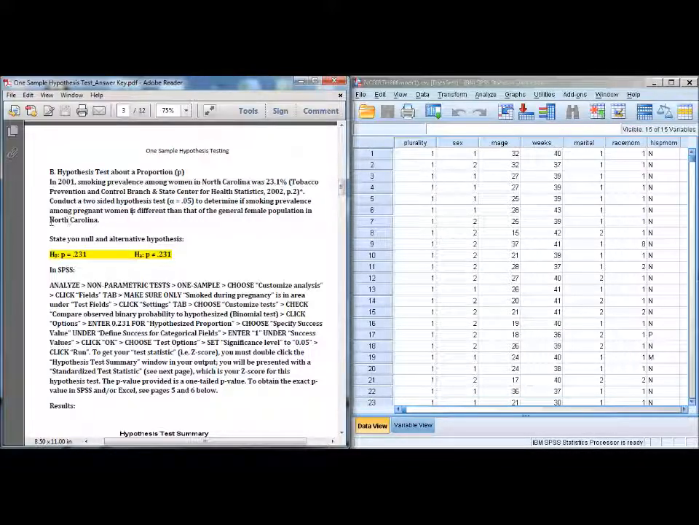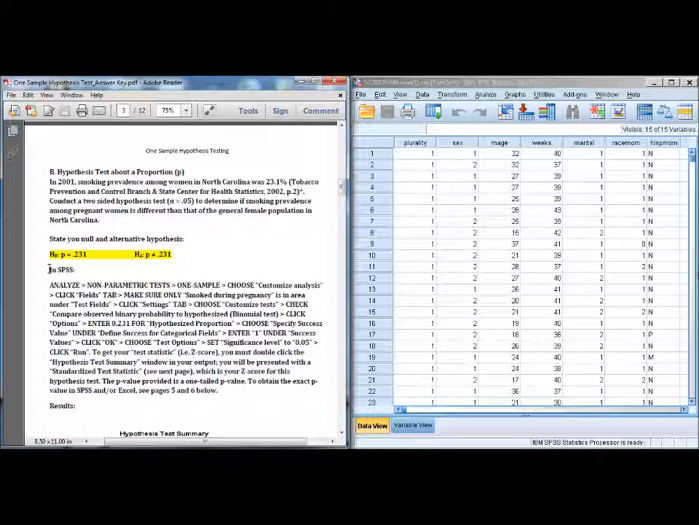So once we have that information, we can conduct our hypothesis test using our point estimate from our sample, which, if you recall, was 14.3%. From our sample, we found that 14.3% of mothers smoked while they were pregnant. That's our point estimate of the true population parameter.